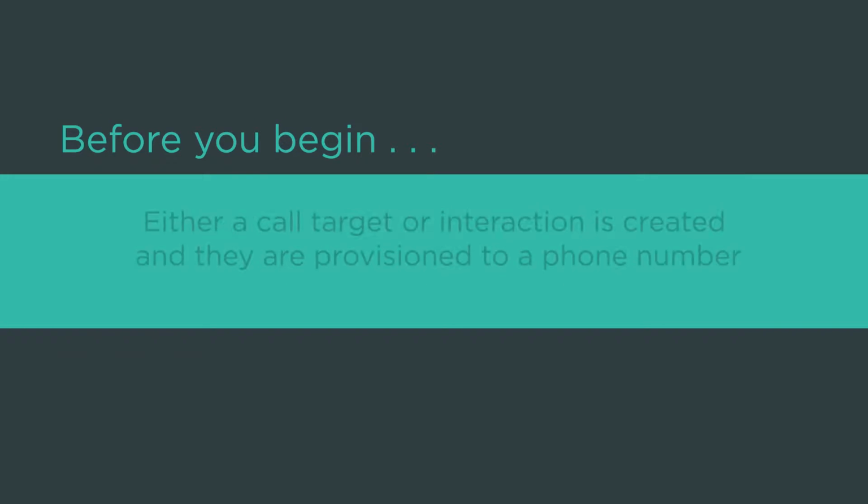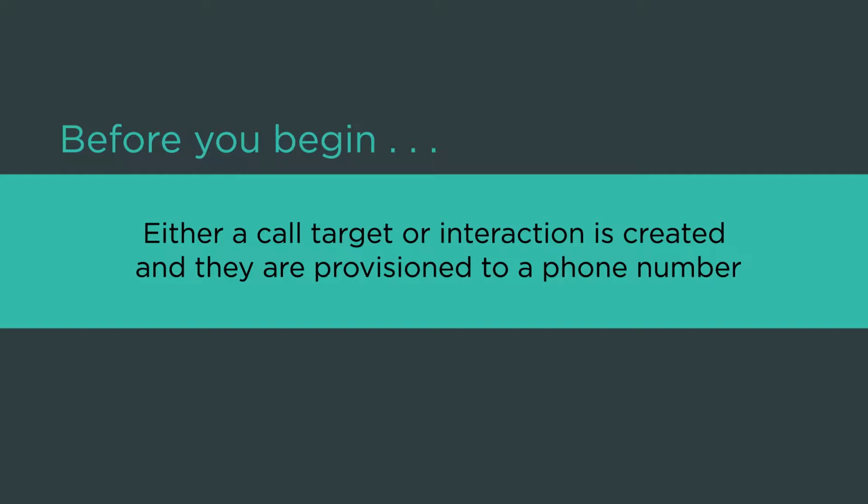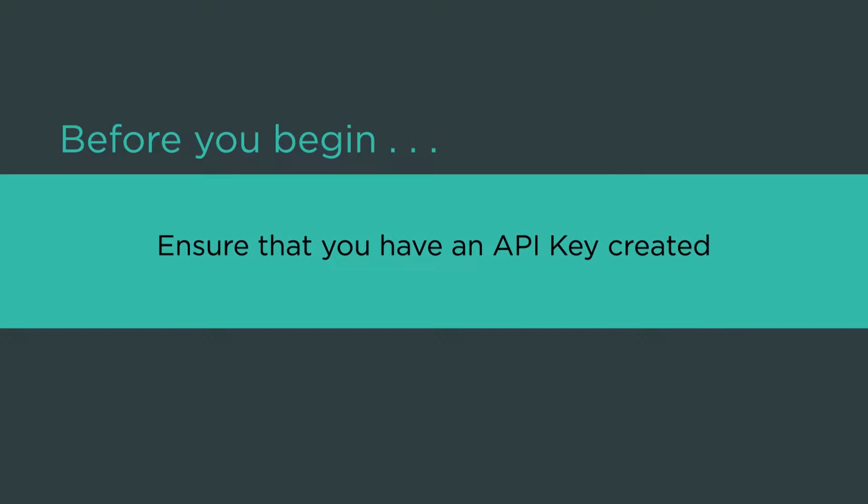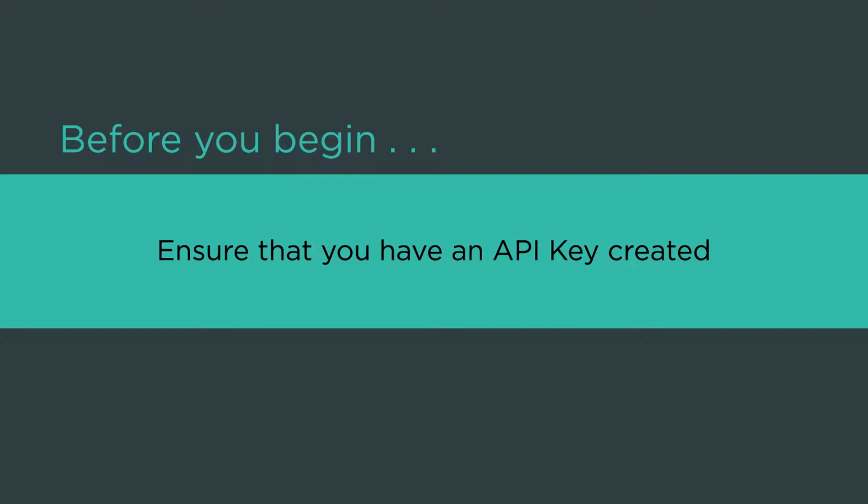Before we begin, make sure either a call target or an interaction is created and that they're provisioned to a phone number. Also, you'll need to ensure that you have an API key created because this authorizes the widget to communicate with your VHT Callback Cloud application.